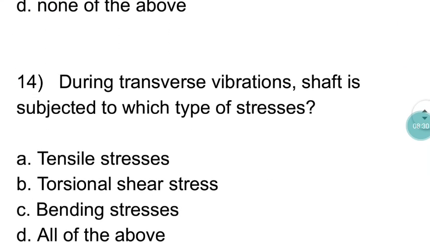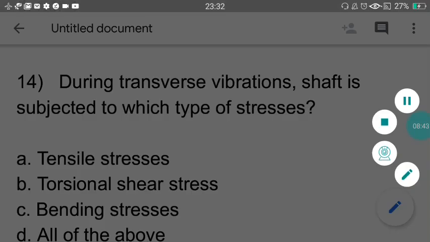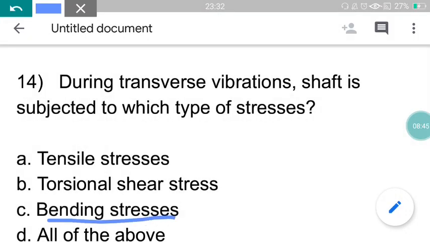Question number 14. During transverse vibrations, shaft is subjected to which type of stresses? Okay, so during transverse vibration, shaft is subjected to which type of stresses? The correct answer for this is option C. Bending stresses are induced during the transverse vibrations. Okay, keep in mind, bending stresses, not tensile nor torsional.